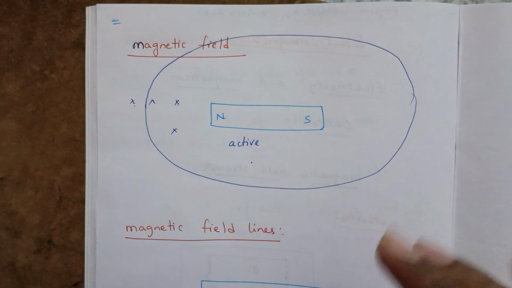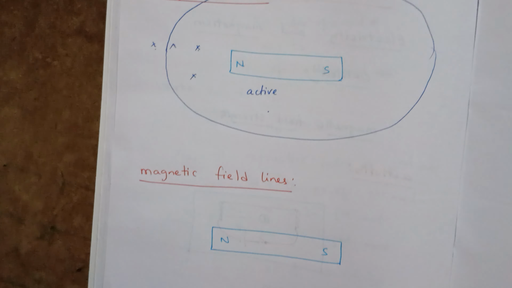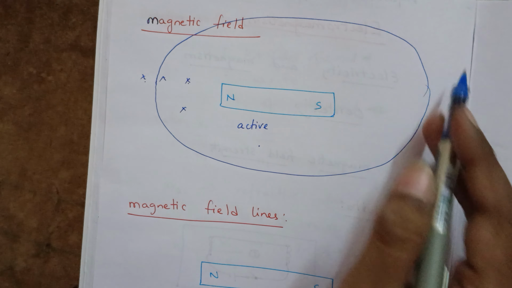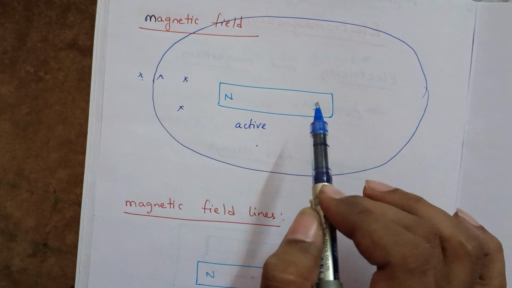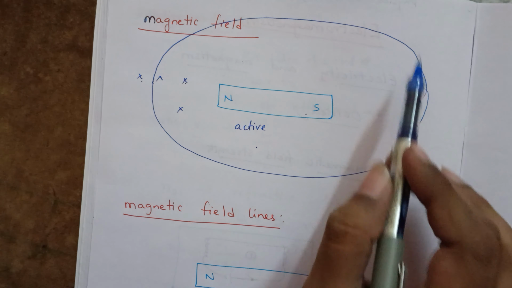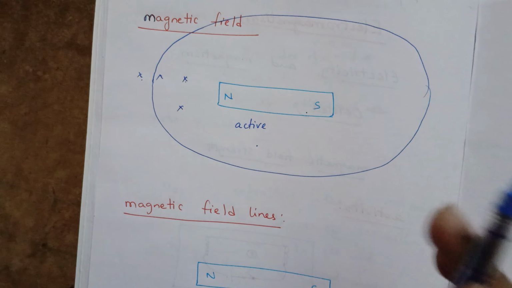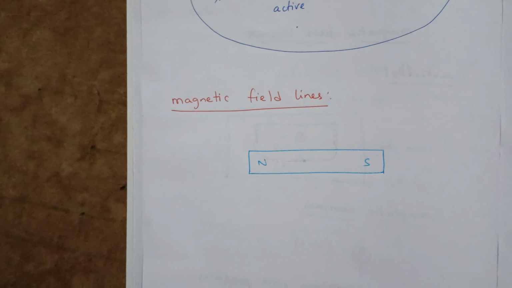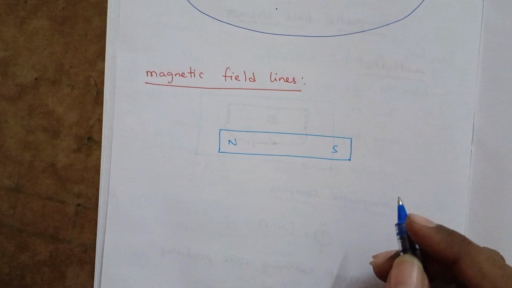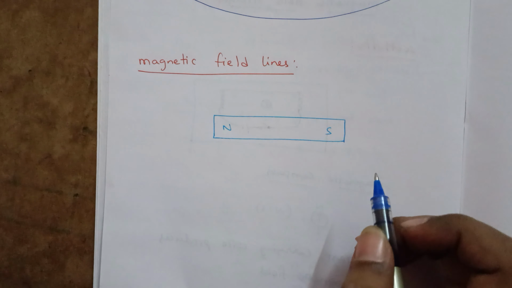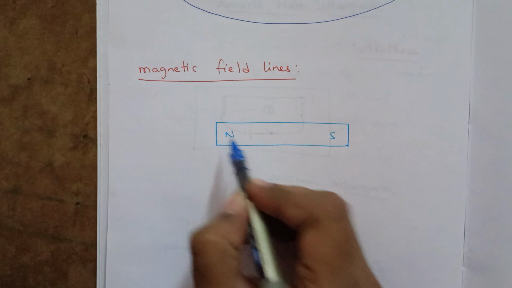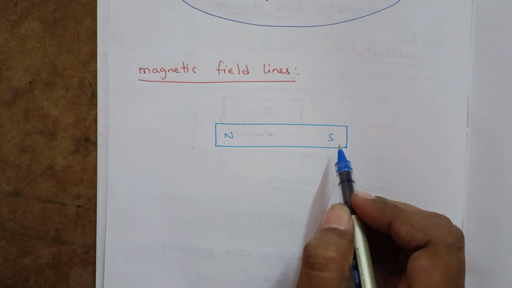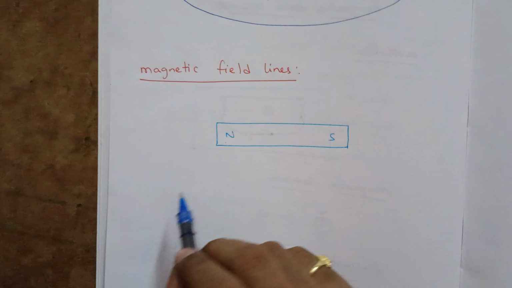Now, these are magnetic field lines. Simply, we drew here a particular shape around this magnet up to which its influence can be felt. Now, how is the magnetic field represented? It is in the form of magnetic field lines. Let us take this as the north pole and this as the south pole.